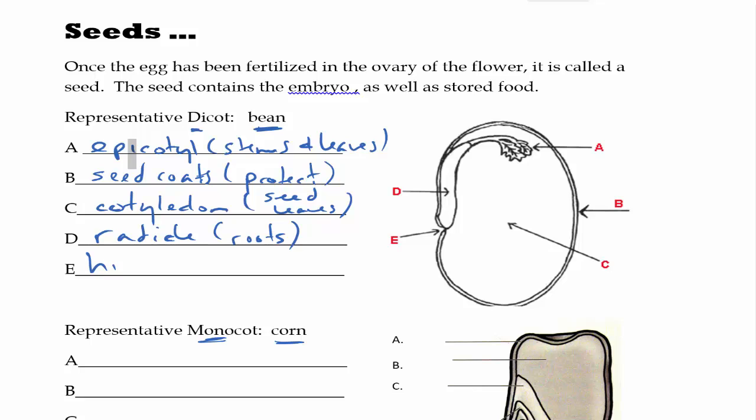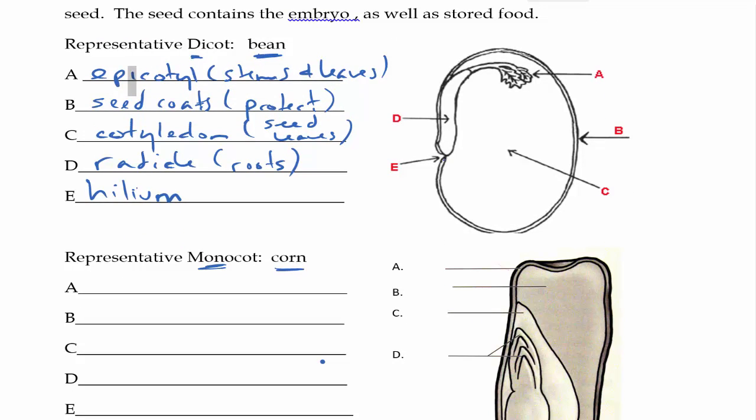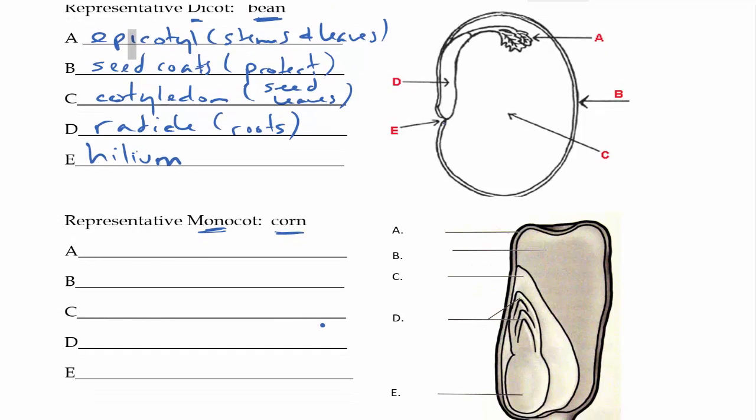And the hilum, you don't really need to worry too much about, other than the fact that it was the point at which that bean was attached to the stem originally. Makes sense? By the way, that animation you just watched, there's more information in there than you really need, but it doesn't hurt to watch it.